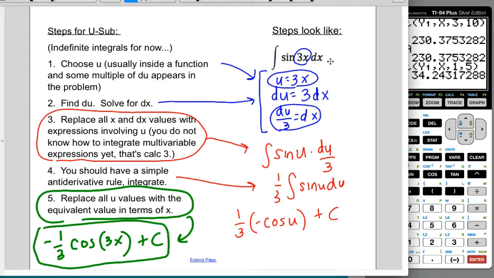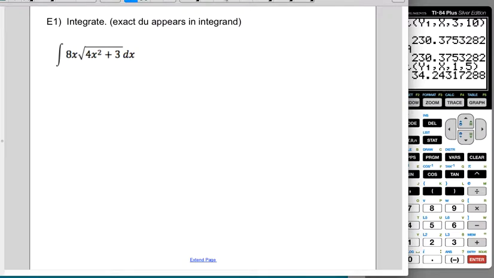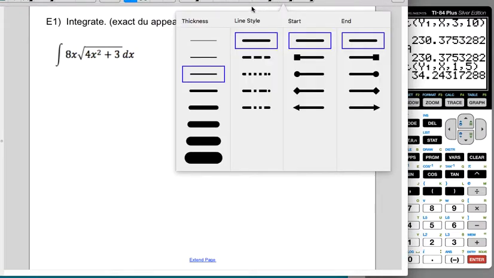So we're taking something that has some complex parts, something that's a little confusing because it's got a function inside a function. We're making it look like a simple antiderivative rule that we have, of course, memorized with note cards, and then we're going to go ahead and anti-differentiate. All right, so let's do an example.